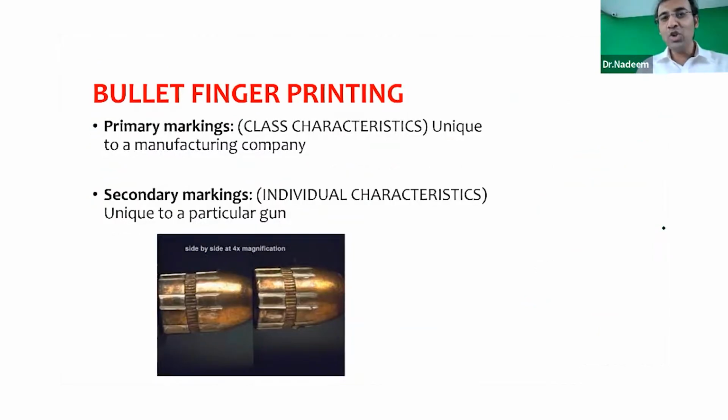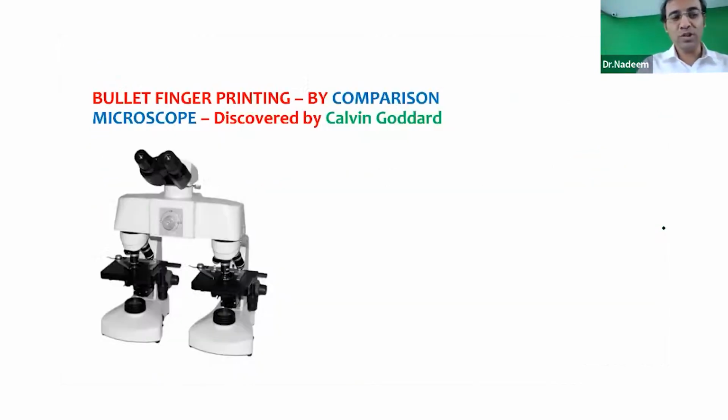Fine. And you are going to compare them in a microscope. This is called a comparison microscope. Who discovered it? This was discovered by Calvin Goddard. He is known as the father of forensic medicine. So one bullet you keep here, one bullet you keep here, and you check for secondary markings in both. If the secondary markings are similar, it means yes, this bullet was fired from the same gun.